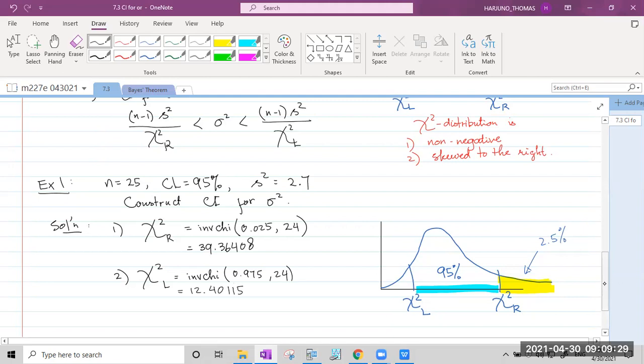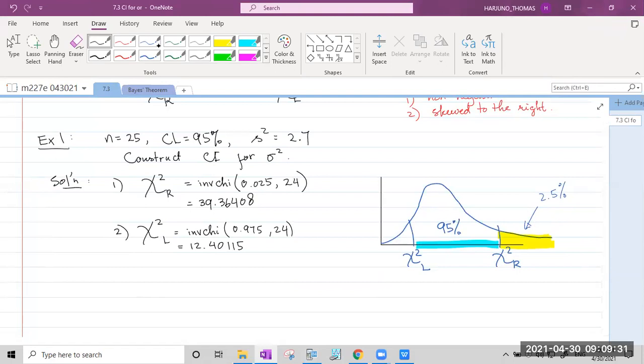Now, some technicality. The peak of this chi-square distribution is approximately the degree of freedom. So the numbers you get here, the chi-squared left and chi-squared right, must be on either side of the degree of freedom.